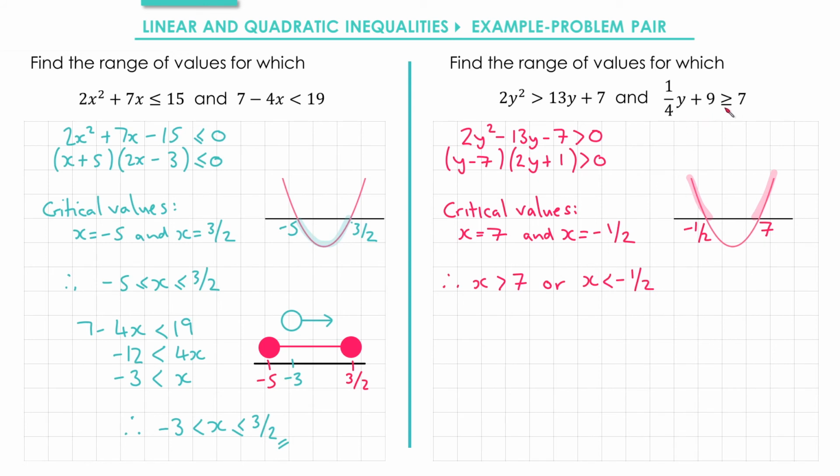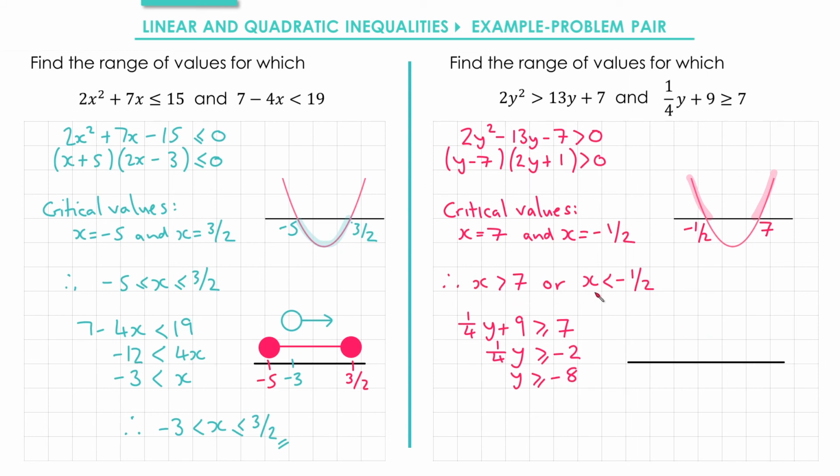Let's solve the linear inequality. We have 1/4 y plus 9 is greater than or equal to 7. Let's subtract 9 from both sides. That will give us 1/4 y is bigger than or equal to negative 2. And then multiplying both sides by 4 gives us y is bigger than or equal to negative 8. Like in the example, let's draw a number line.